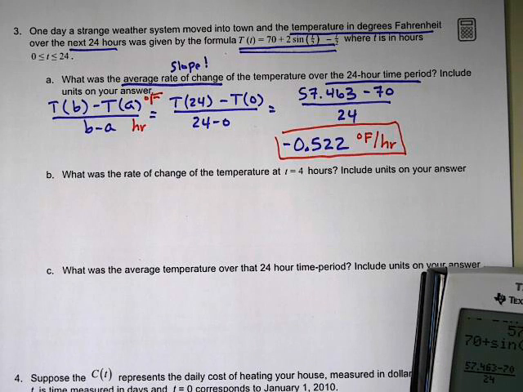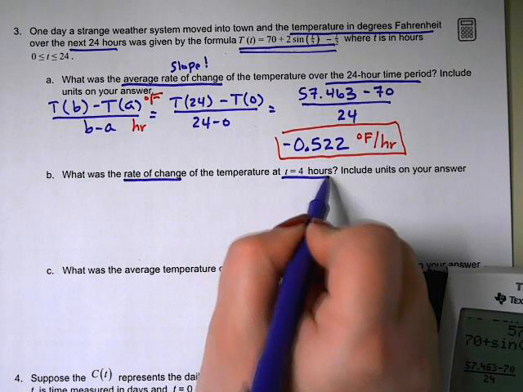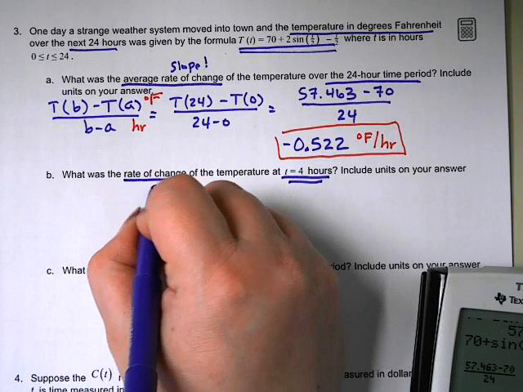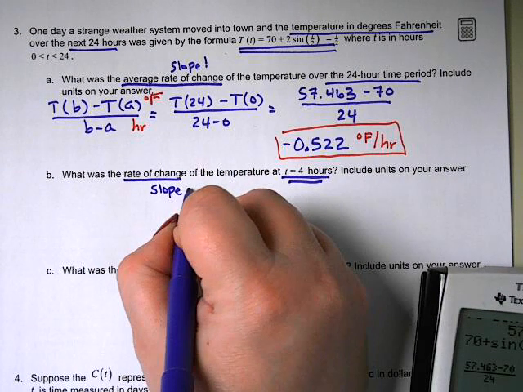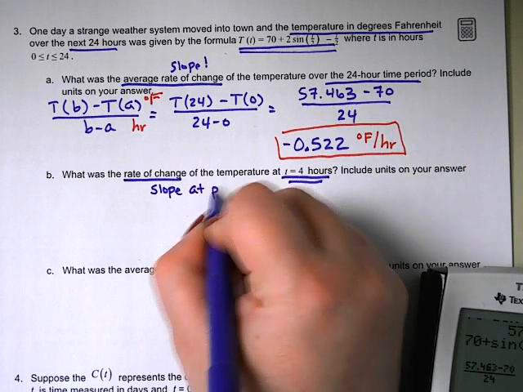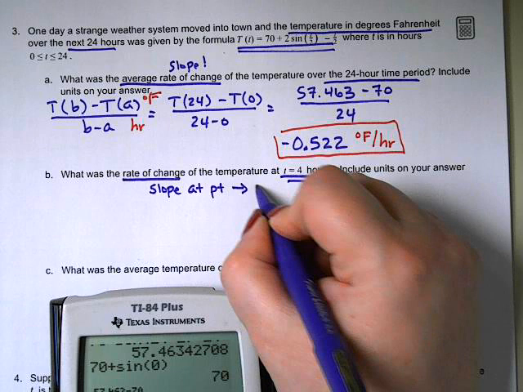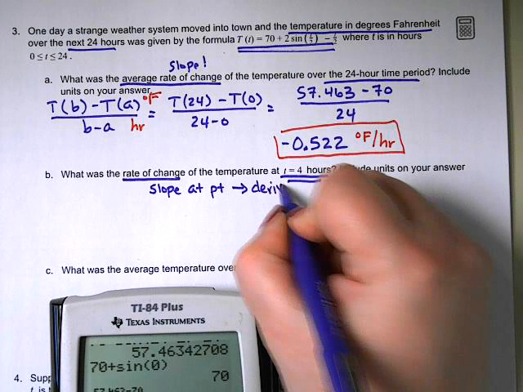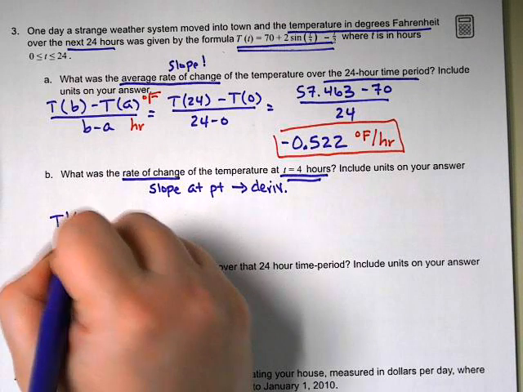Okay, part B says what is the rate of change of the temperature at t equals 4. So now we're doing a rate of change, but now it's at a specific point. So this is still a slope, but because it's at a specific point, we know that this is going to be a derivative. So this question is really asking you to find T prime of 4.